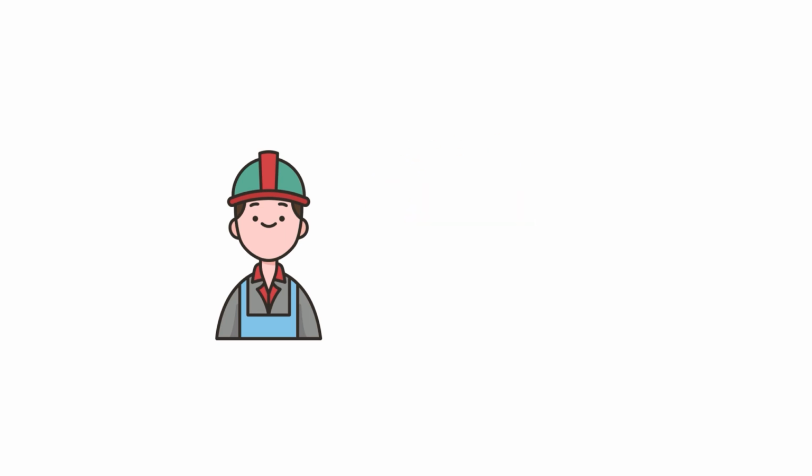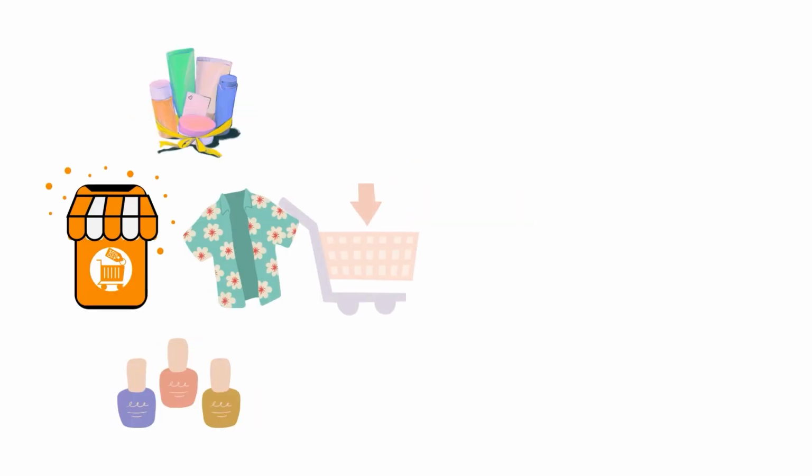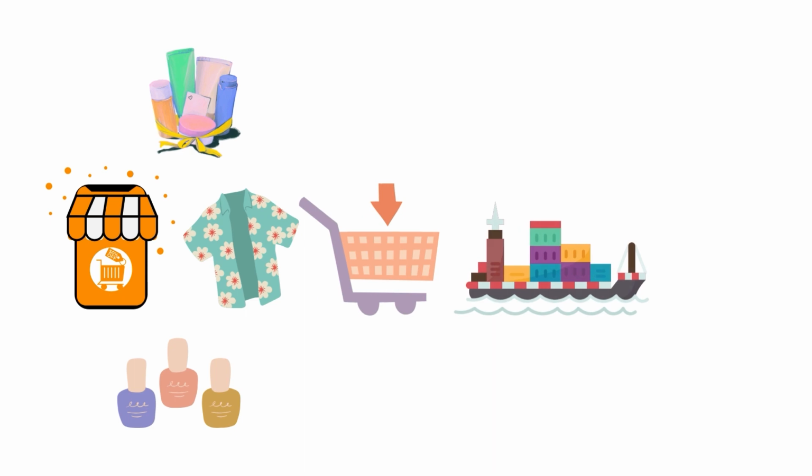Dropshipping is a business model that allows entrepreneurs to sell products without holding any inventory. Here's how it works. You set up an online store, list products from suppliers, and when a customer places an order, the supplier ships the product directly to the customer.